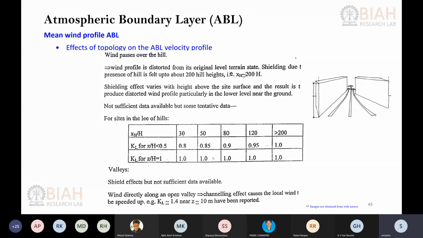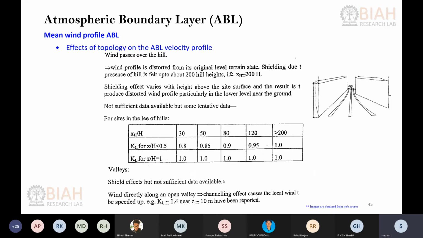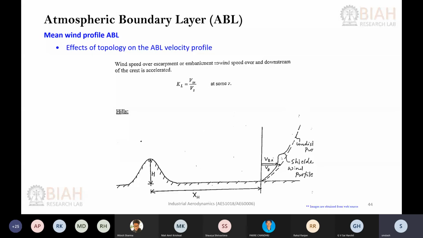Similarly, this row corresponds to if you were moving vertically, like z by h equals 1. When it is equal to 1, that means you are considering this particular height, z by h. So z is your vertical height from the ground. If it is equal to or greater than 1, then there is no shielding effect. Below 1, there is shielding effect, which is quite obvious. These are experimentally obtained. So up to height h, you can see that there will be shielding effect, and beyond that there is none.